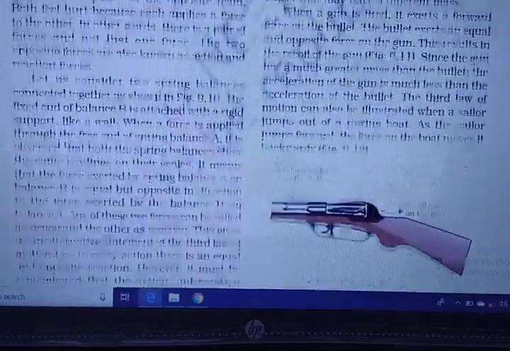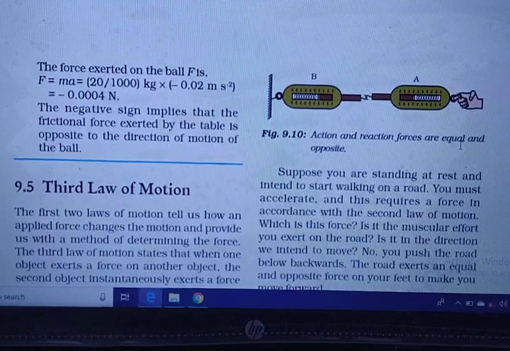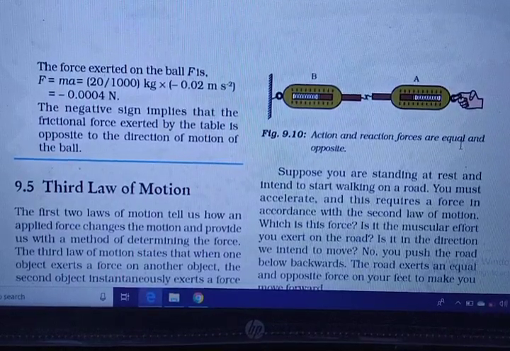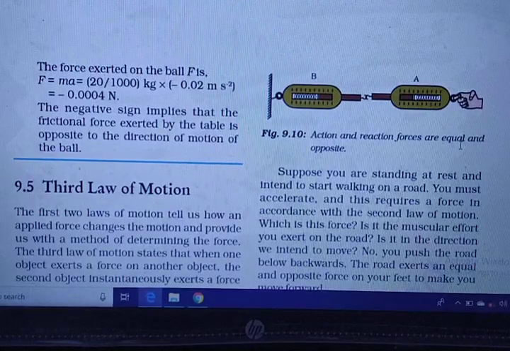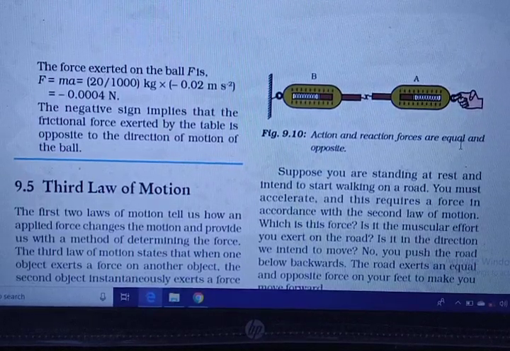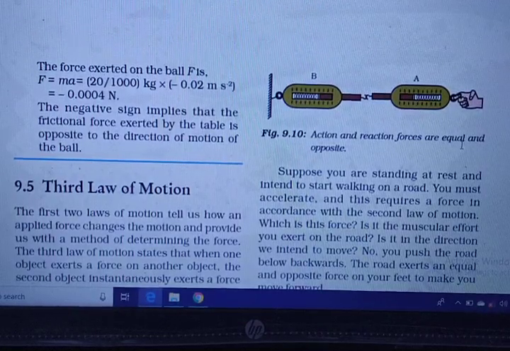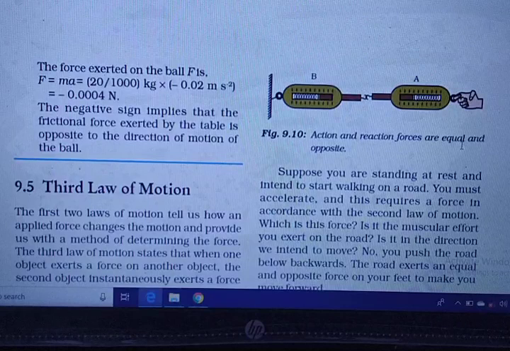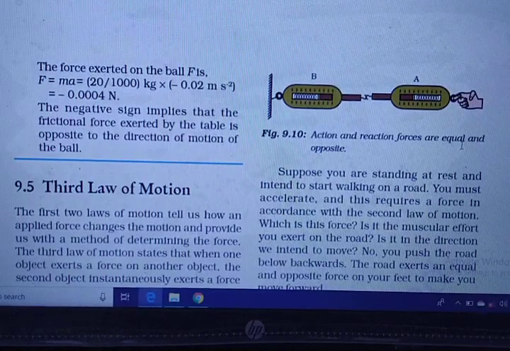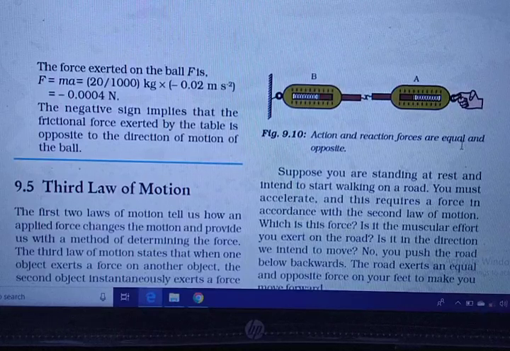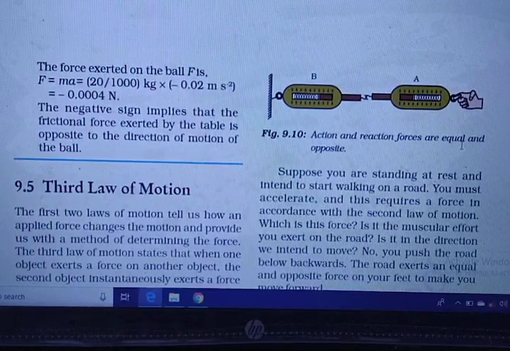Here you can see these two springs. Just suppose B is tied to the wall and I am pulling the spring A. So the action will be done by A, and the equal and opposite force appears in the balance. As you can see, I am pulling A and on that side B is being pulled. So what do you understand? Each and every action has an equal reaction.